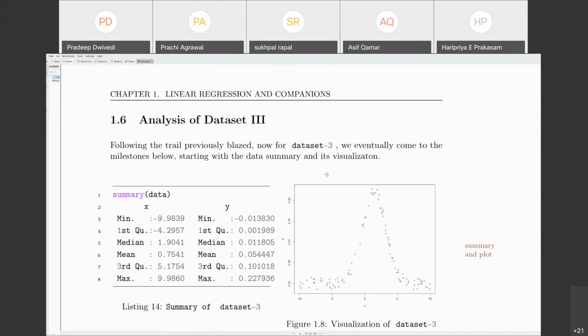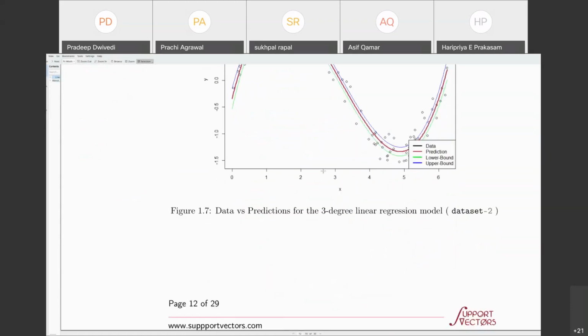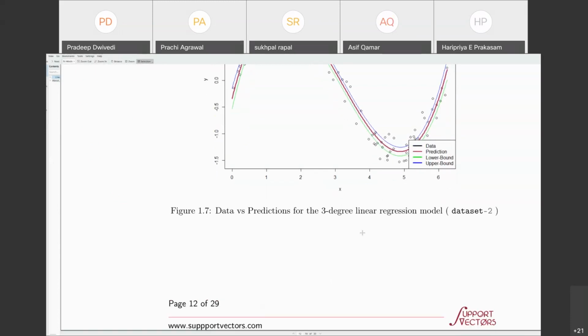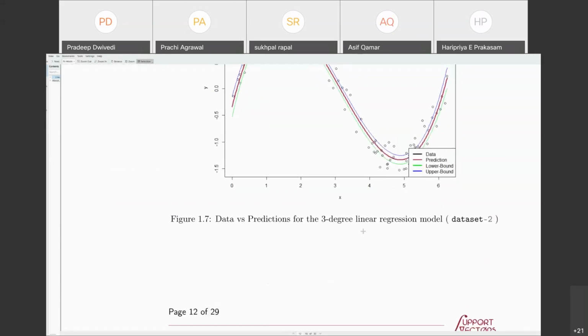So on the legend, the data has the black line. You mean the data points? Yeah, because the black are the data points, yes. The circles are the data points. The black circles are the data points. Maroon is the prediction, and the blue and the green are the upper and the lower bounds of the prediction. So far, so good, guys. Anybody has a question or needs explanation?